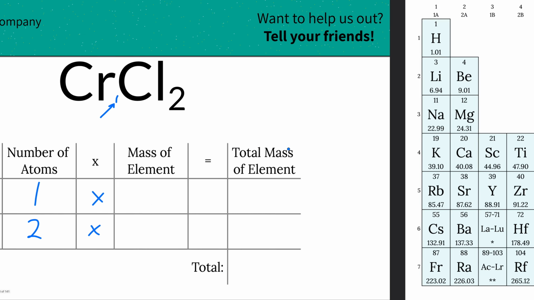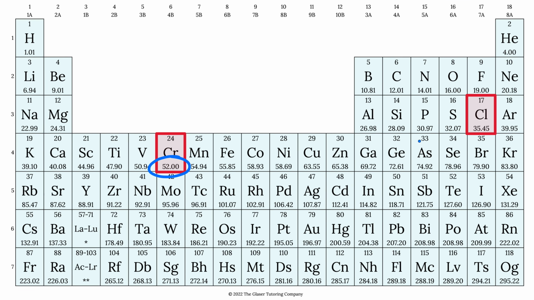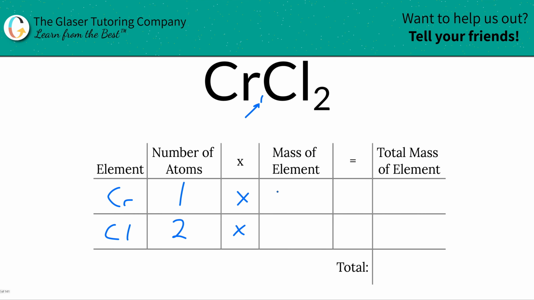Where do we find it? You got it, periodic table. So here's chromium, 52. Here's chlorine, 35.45. Those can either represent gram per mole or AMU, depending upon if you're finding molar mass or molecular mass. But who cares? It's the magnitude that matters, right? So this is going to be 52.00, and this is 35.45.